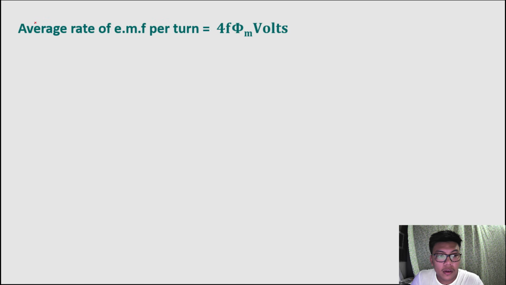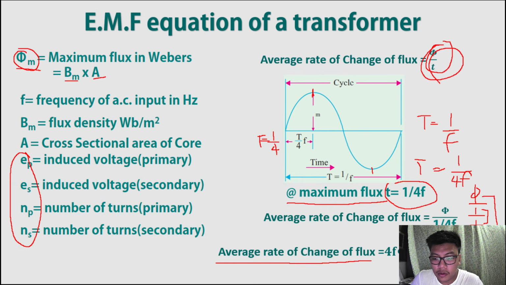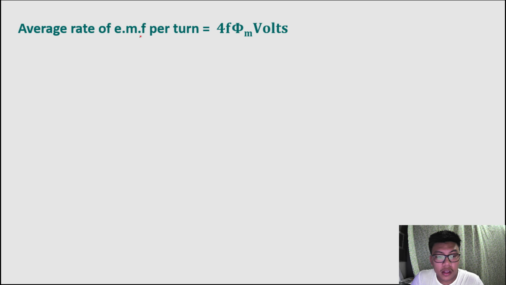Then, average rate of E.M.F per turn is equal to 4f phi sub m, ano? So dito, rate of change of flux siya, ano? So that is also equal to the average rate of E.M.F per turn. Kung naalala natin sa ating magnetic circuits, E, or the induced voltage, is equal to N, the number of turns, times d phi over dt, the rate of change of flux. Ngayon, kung ito pala ay rate of change of flux, if we divide both sides by N, that will be an average rate of E.M.F per turn. Okay, so this is per turn, ano? Tandaan, per turn yan, ano?